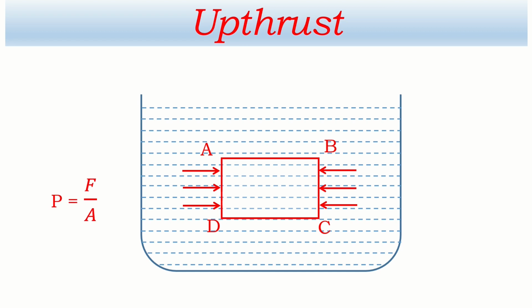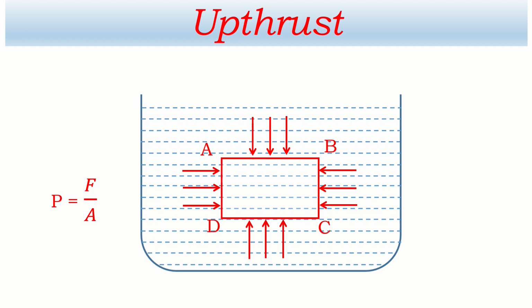We know that pressure equals force by area. Pressure is equal on both of these surfaces, and the areas of AD and BC are also equal. If pressure and area are both equal, then force is also equal. It means the force acting on AD is equal to the force acting on BC by water. And since these two forces are acting in opposite directions, they cancel each other. Resultant force becomes 0.